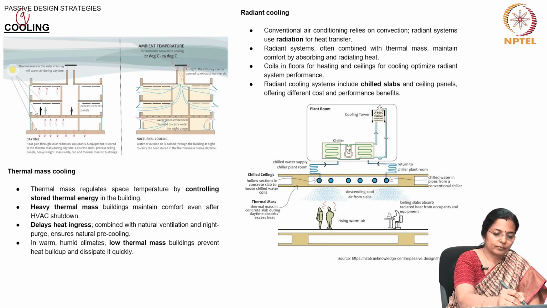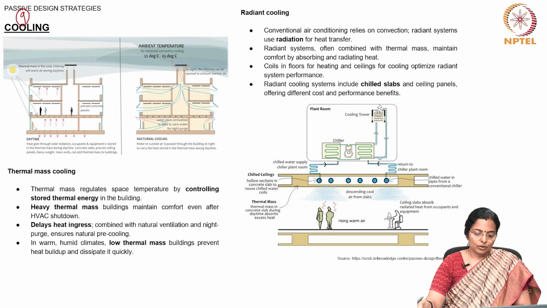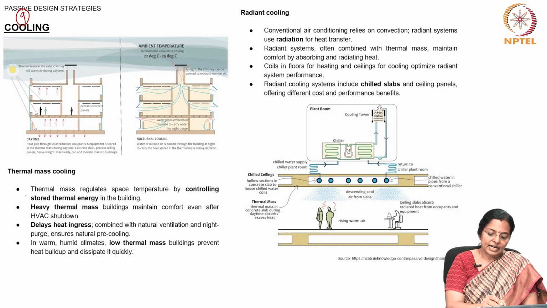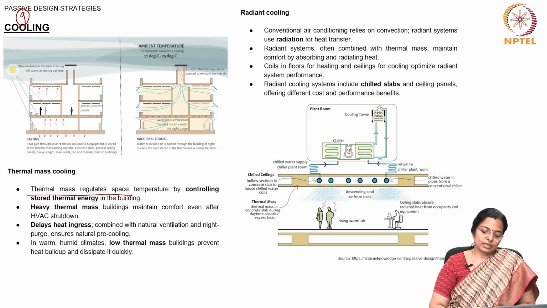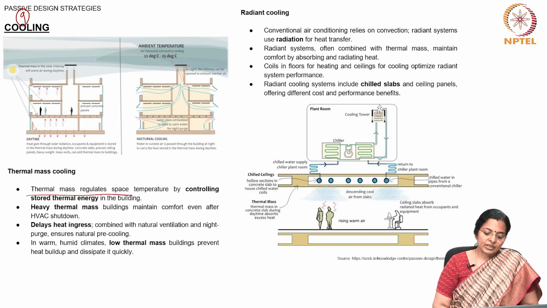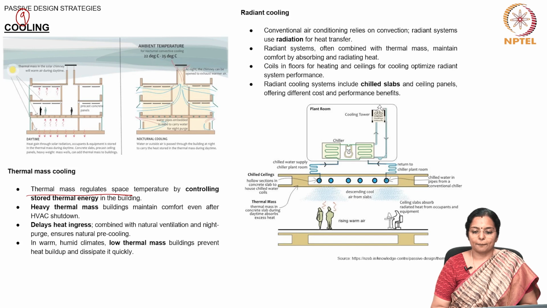Next is cooling. So, you can have thermal mass cooling, that is, thermal mass regulates the space temperature by controlling stored thermal energy in the buildings. Heavy thermal mass buildings maintain comfort even after the HVAC is shut down. It delays heat ingress, combined with natural ventilation and night purge, which ensures natural pre-cooling. In warm, humid climates, low thermal mass buildings prevent heat buildup and dissipate it quickly.